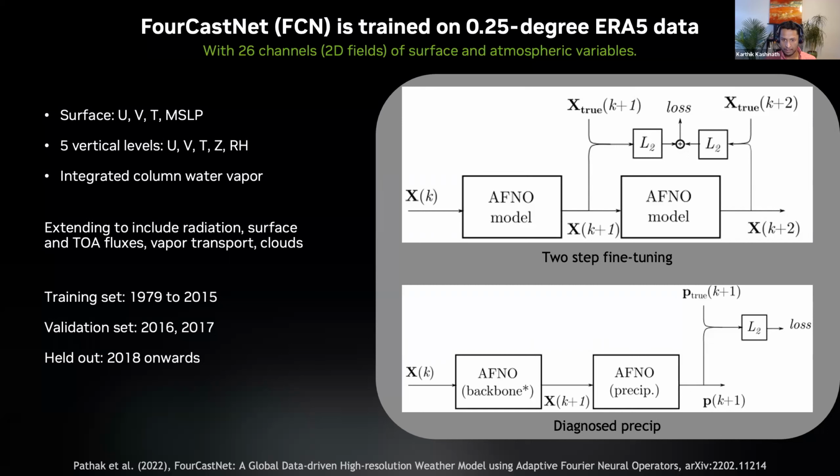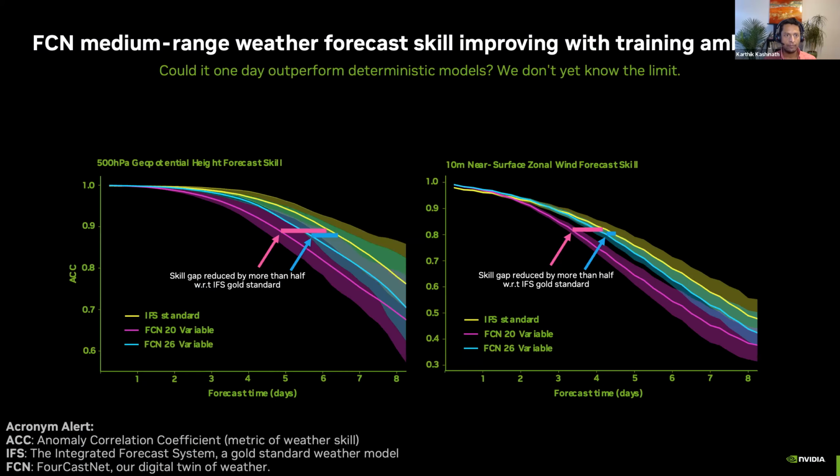On the bottom is diagnosed precip. So precipitation has a very different distribution than all of the other variables, and so we found that it's easier to actually have precip as a diagnostic model that's separate from the rest of the model. It shares the same backbone architecture as the original model, but it's computed separately as a function of the outputs of the first model. So precip is diagnosed, and once again, we compute a loss based on that prediction.